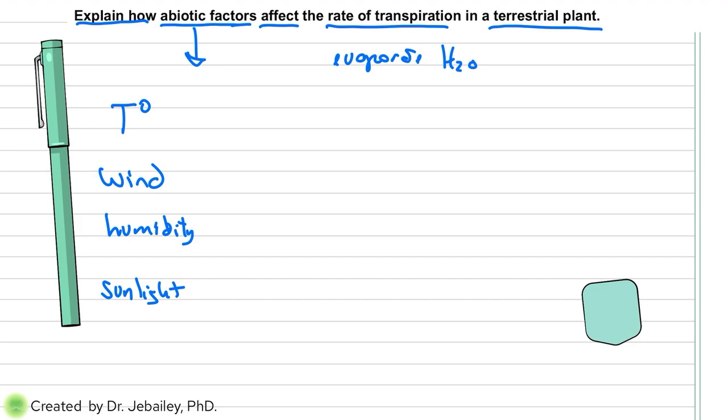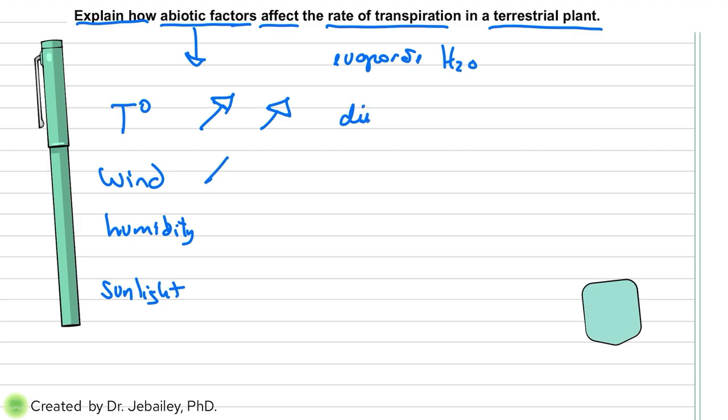And what else can we talk about here? Let's see, wind, temperature, humidity. We can even talk about other factors, for instance, the amount of stomata under the leaf. But these are the main things that I can think of. So, for example, temperature: if you increase temperature, obviously you increase transpiration, but it will be only to a certain point, because after this, the plant will die, right?